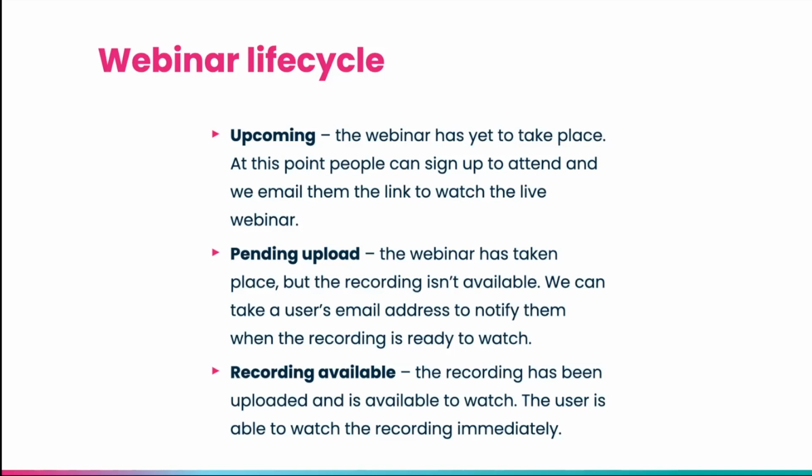There are webinars that are pending upload. So this is kind of a gray area after the webinar where we've presented the webinar, recorded it, but we haven't edited and uploaded the recording yet. So at this point, the best thing we can do is offer to take someone's email address and then send them a notification once the recording is available for them to watch. And then finally, there are webinars which are over, the recording's been uploaded and it's available to watch. And in this case, people can enter their details and start watching the recording straight away.